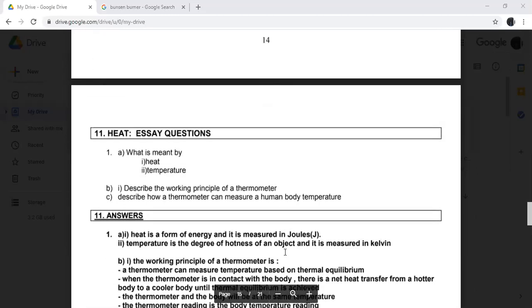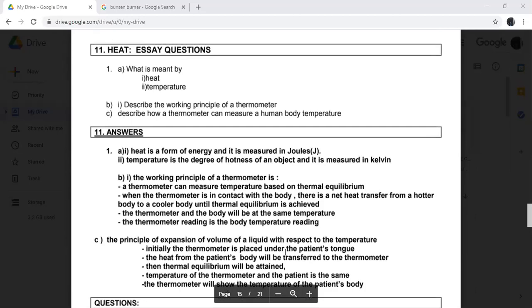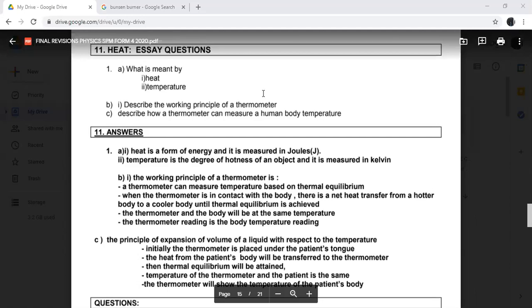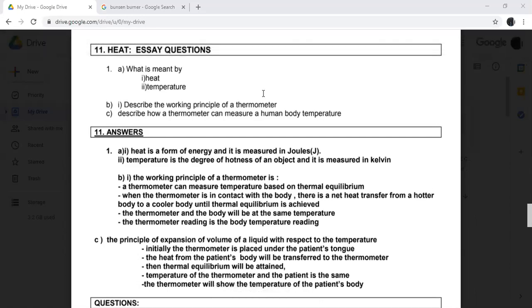Next. Look at this basic question. These are the repeated questions most of the time. What is meant by heat? What is meant by temperature? Heat is a form of energy and we measure it using joules. Temperature is the degree of hotness of an object and we measure it using Kelvin. Temperature must use Kelvin. Okay, then describe the working principle of a thermometer.